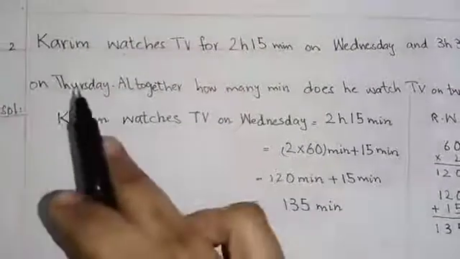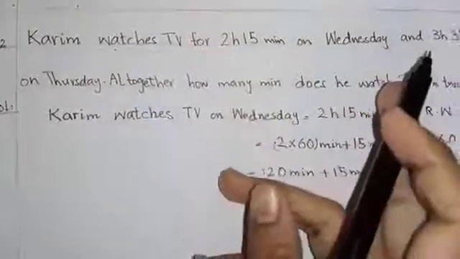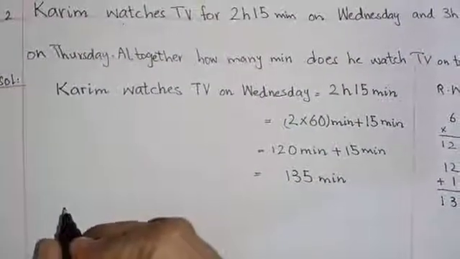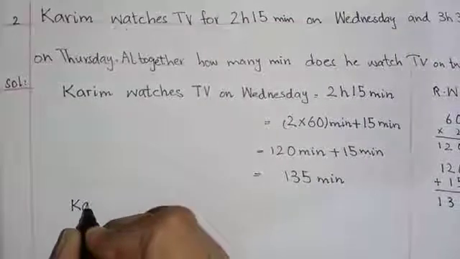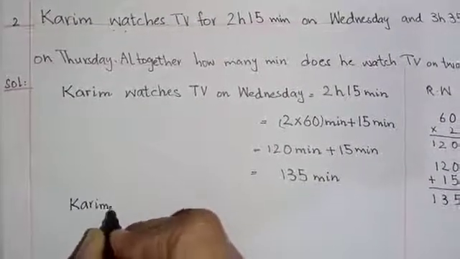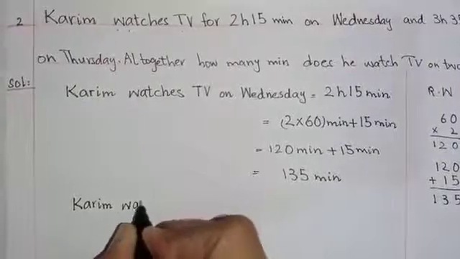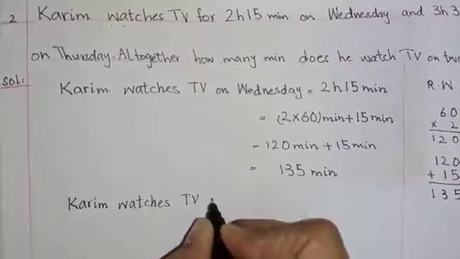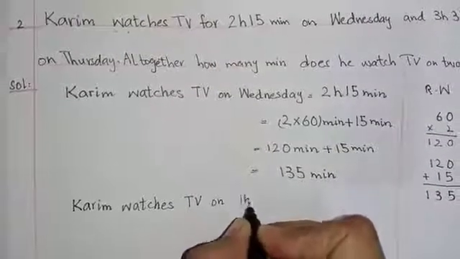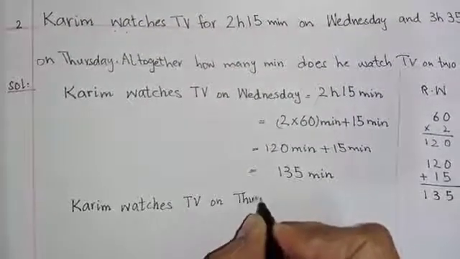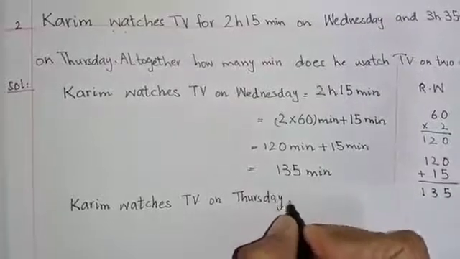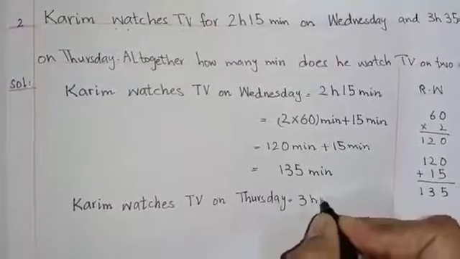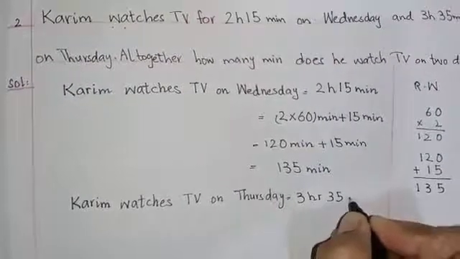Now students, look at this. Cream watches TV on Wednesday and 3 hours and 35 minutes on Thursday. Now we find out Cream watches TV on Thursday. We write the same statement. Now it's on Thursday. How many hours and minutes? It's 3 hours and 35 minutes.